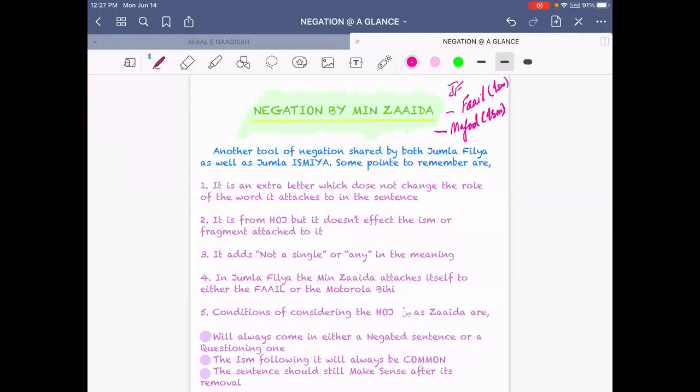Okay, min zaida will always be attached to either a fa'il or a maf'ul in a jumla failia. The only trick, the only question that we have, is to decide whether min is being attached to the fa'il or the maf'ul. That is the only question that we need to answer. Otherwise, min zaida cannot come with a fi'l. Is this point clear? Yes.